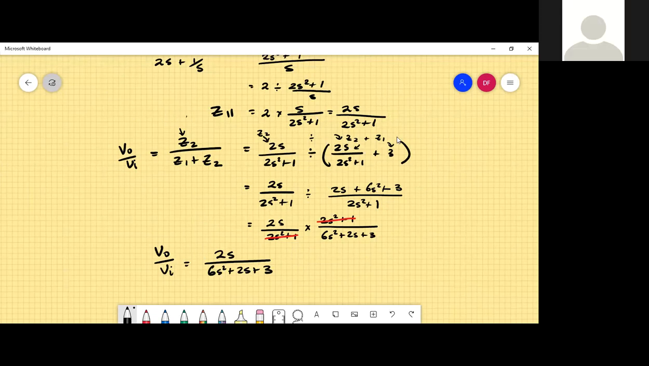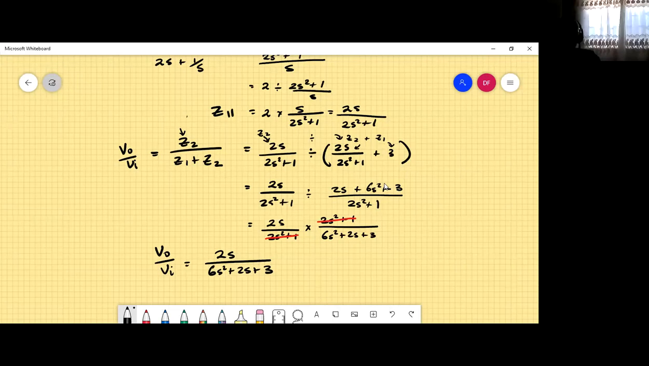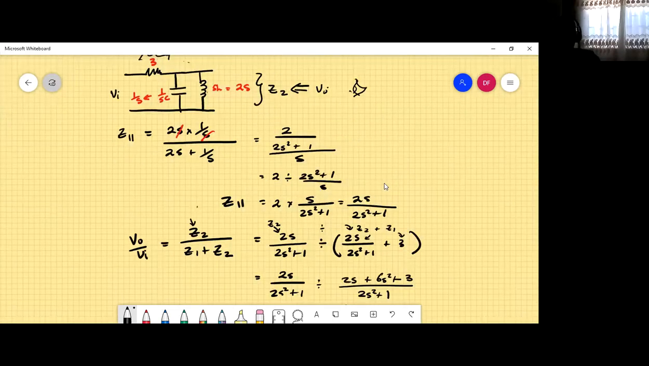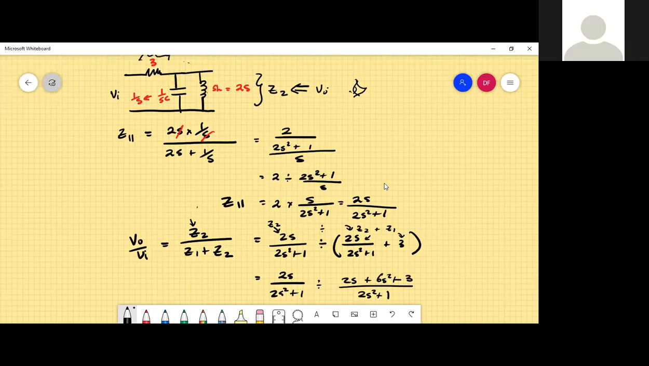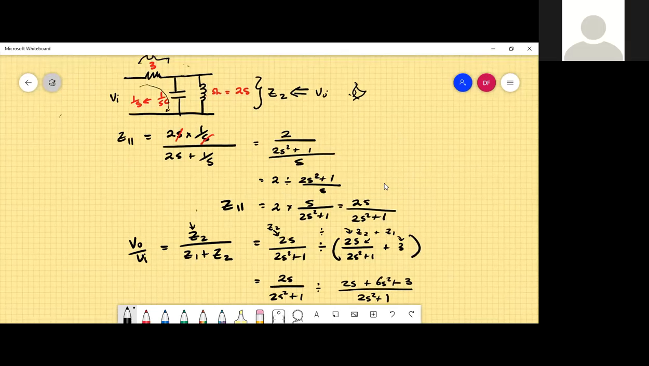Yes, sir, because I'm assuming that Z2 is the output and you said Z1 is the input, but where you have Z1, Z2. No. Z1 is not the input. The input covers all of the impedances. So it's Z1 plus Z2 that covers the entire input. Z1 is not the input.